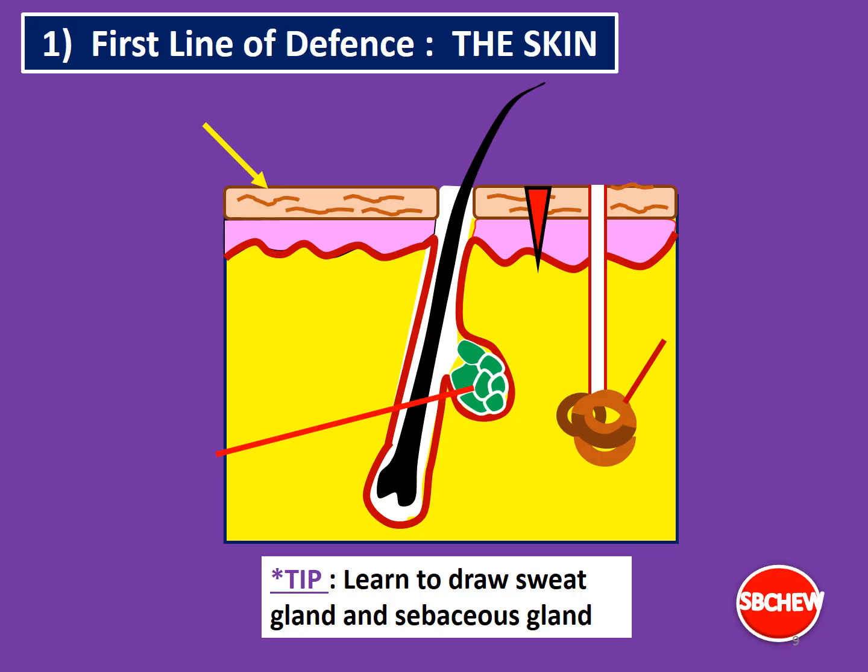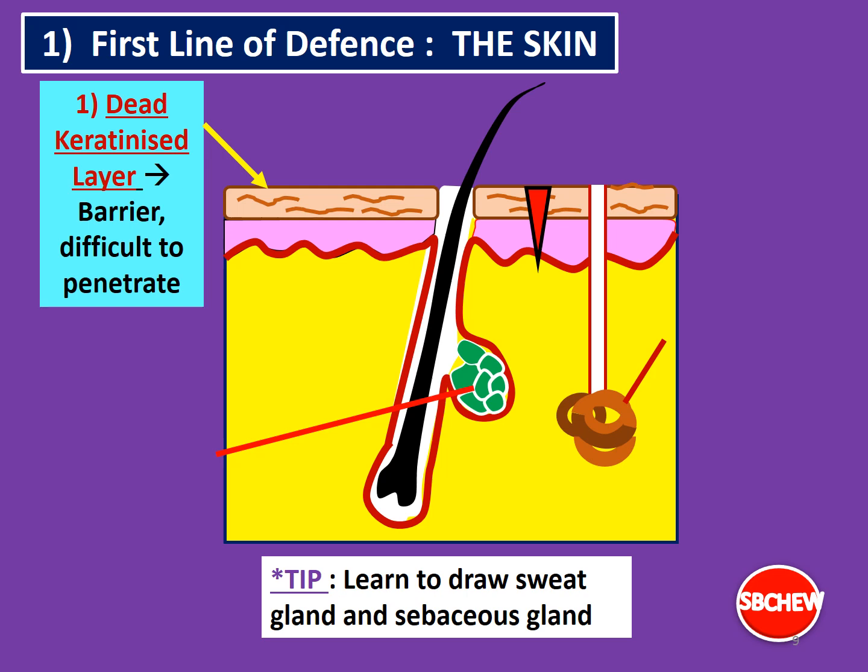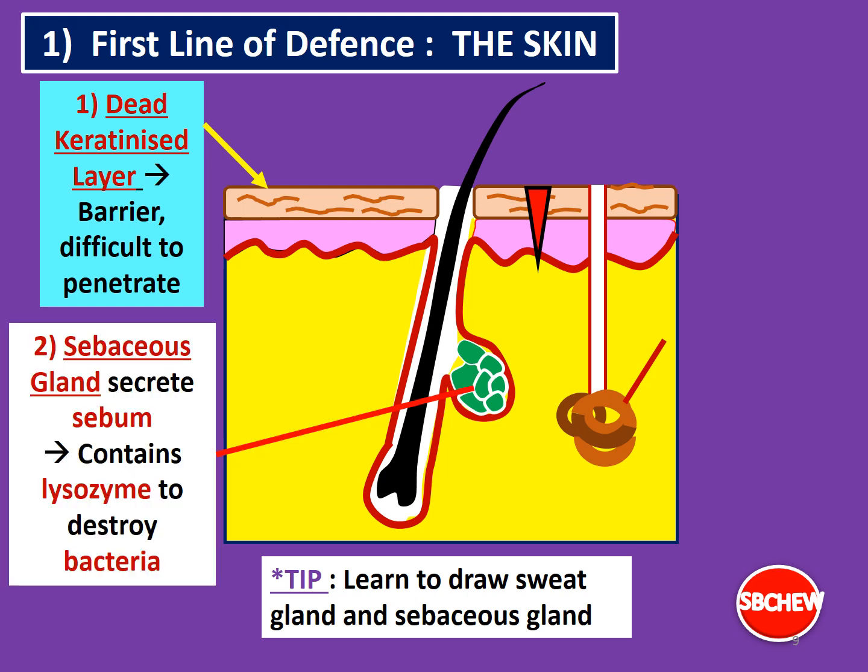We have already discussed the first line of defense, which is the skin. Here are a few more points to take note. The dead keratinized layer is formed when the cells on the upper surface of the epidermis become filled with a hard protein called keratin. So that layer is hardened and dried, and it forms an effective barrier that is difficult for pathogens to penetrate. Secondly, sebaceous gland secretes sebum.